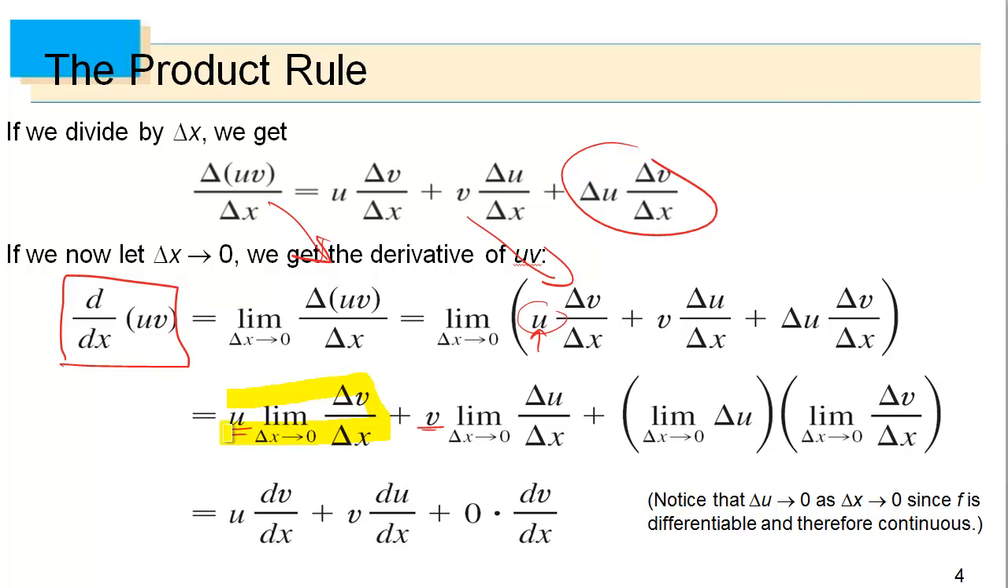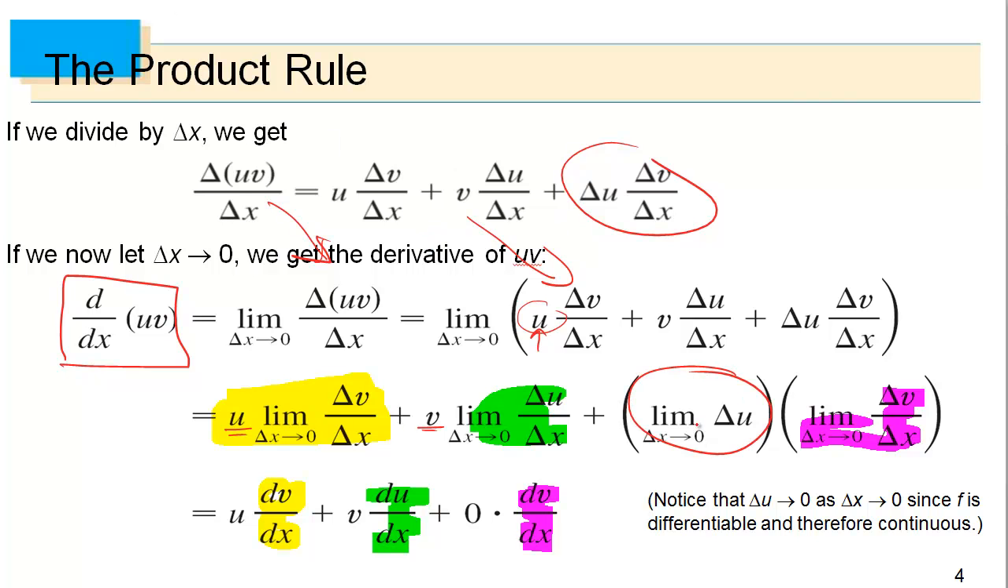Okay, well, this, by definition, is just the change in v with respect to x. So that's the derivative of v with respect to x. This one here is how much u is changing with respect to x. That's the derivative of u with respect to x. This piece is how much v is changing with respect to x. That's the change in v with respect to x. But this piece here is saying take the change in u and look at what happens to it when the change in x goes to 0.